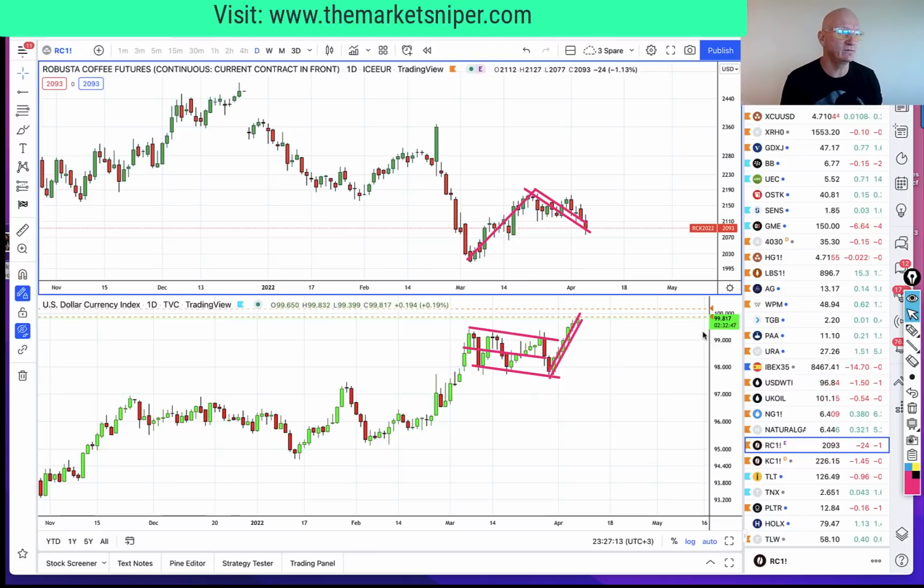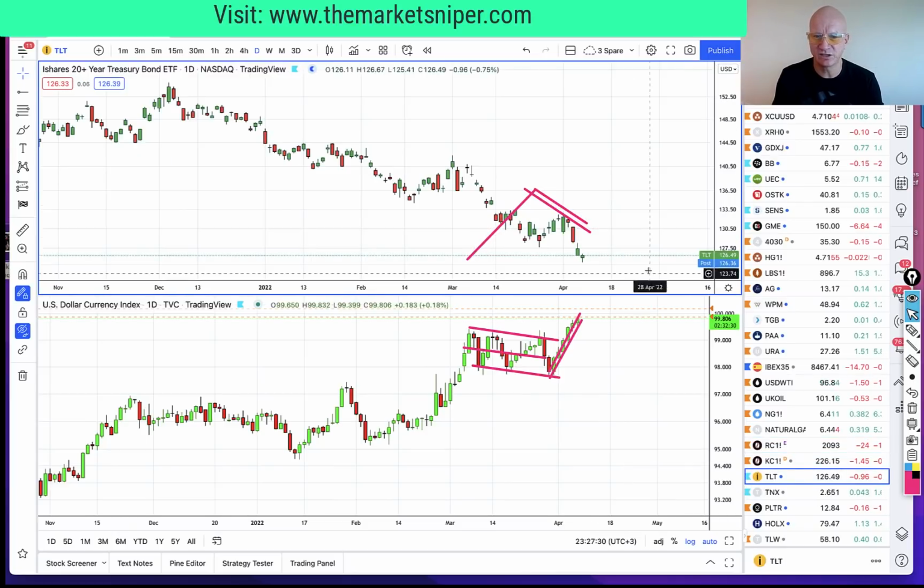Now is a great entry for gold and silver. It's potentially a good entry for oil, and it could be, although I'd like to see more evidence of a bid coming in here on Robusta, a potential agri entry for things like Robusta coffee and others. Let's just have a little side shimmy.